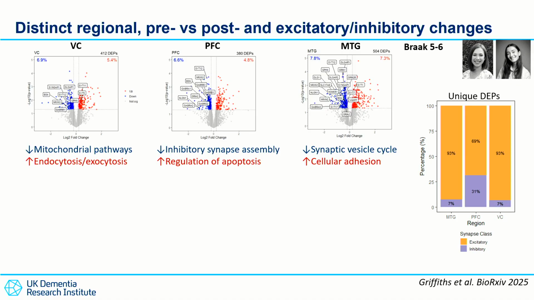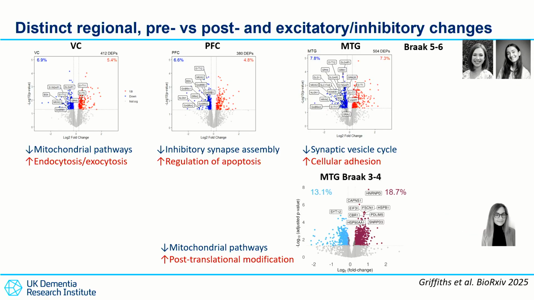Now, this was a pseudotemporal profile, so we wanted to check whether this was actually occurring in earlier disease, and we looked at BRCA3/4 stage tissue, and again we found that mitochondrial pathways, similar to what we were seeing in the visual cortex, were apparent there.